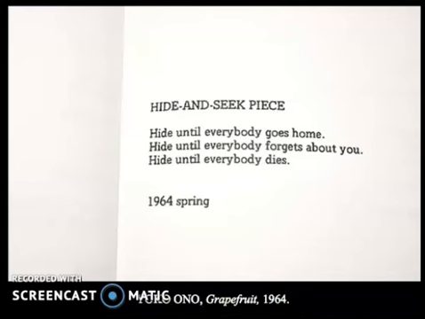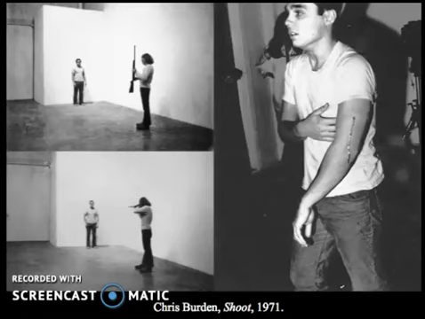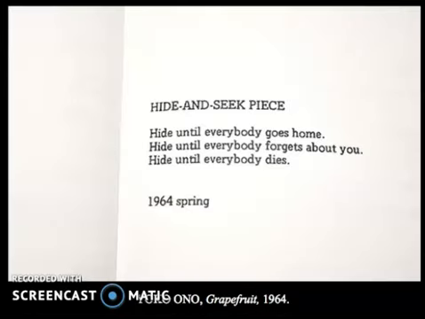One of my favorites is a poem called Hide Piece. Hide until everybody goes home. Hide until everybody forgets about you. Hide until everybody dies. 1964, spring. And so you can see her way of interacting with you as an audience member in reading her book, and how you sort of think about the interesting ways in which she interprets art and art objects.